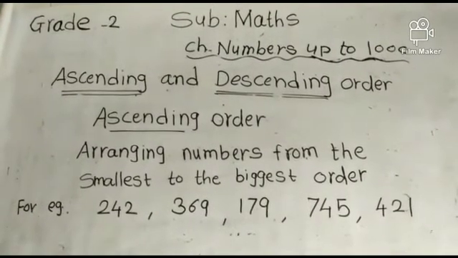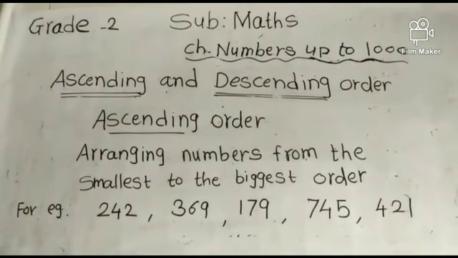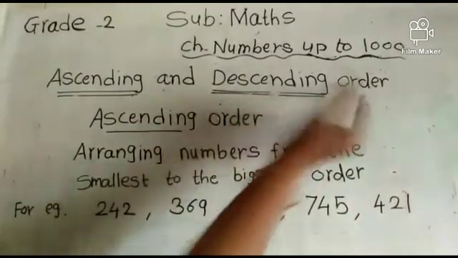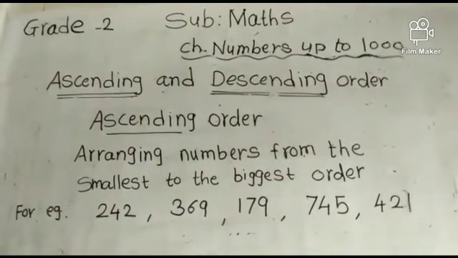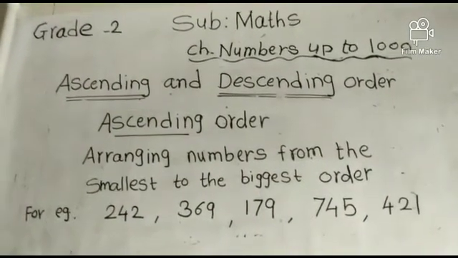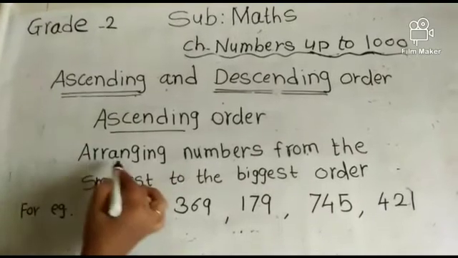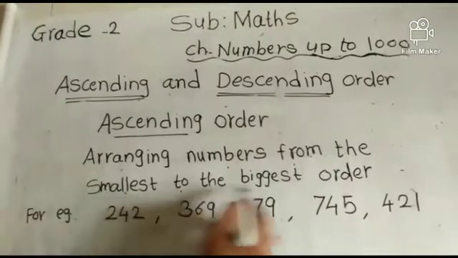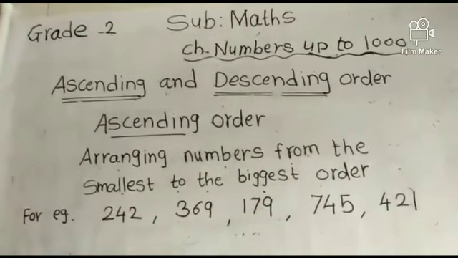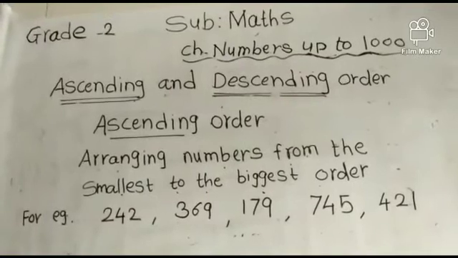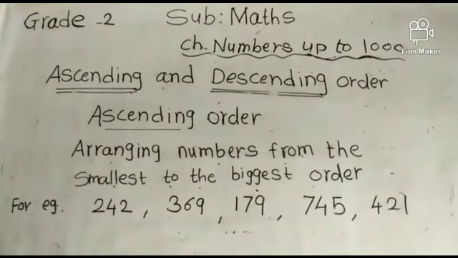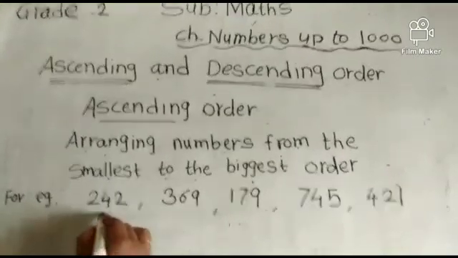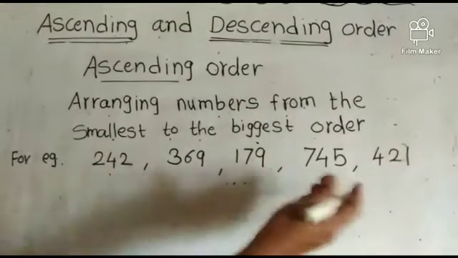Numbers up to 1000 chapter is going on, and today we are going to learn ascending and descending order of the numbers. Let's see what is ascending order first. Arranging numbers from the smallest to the biggest order. Means we have to arrange number small first, then big, and then biggest number. Here are some numbers. We will see this example.